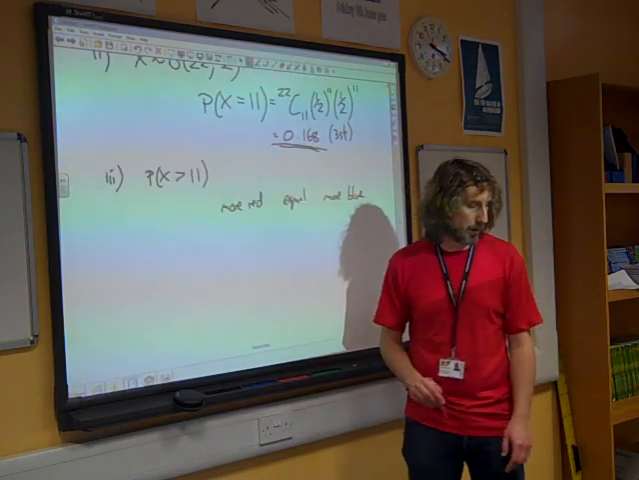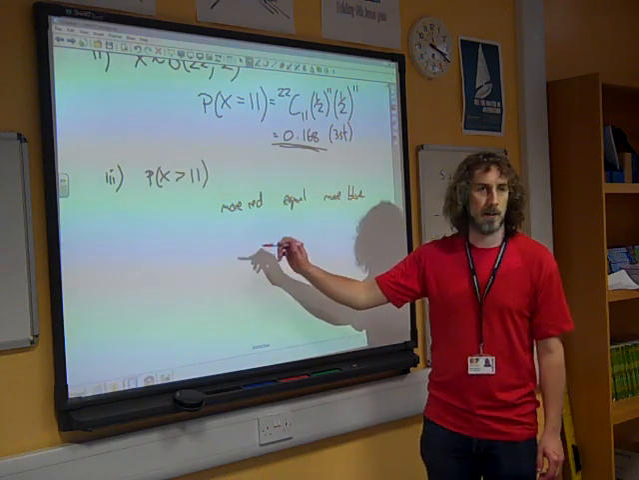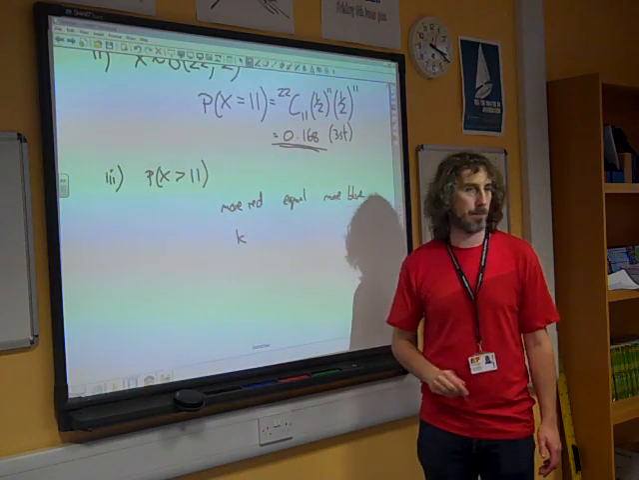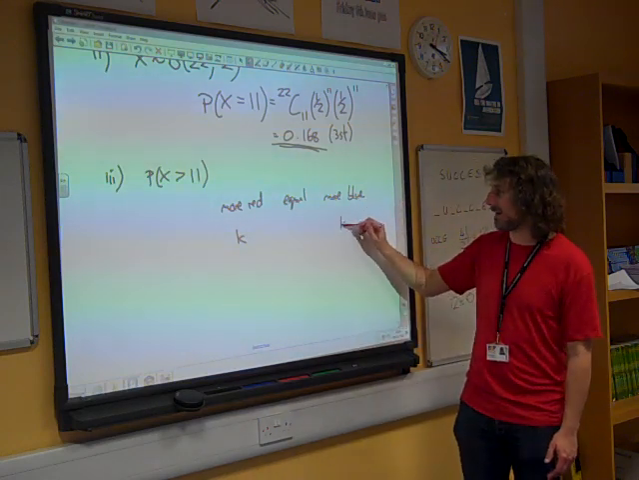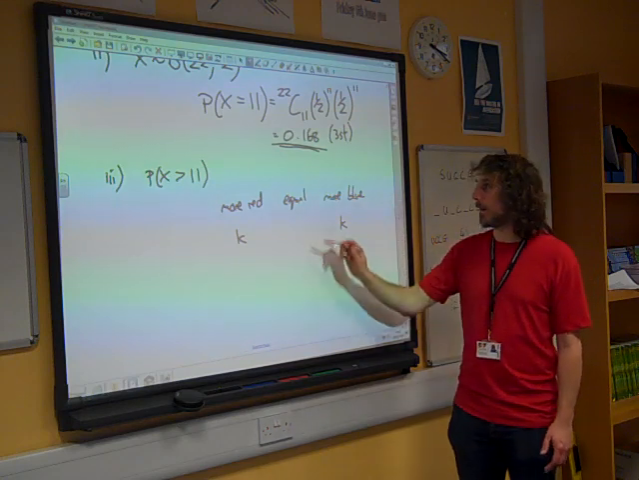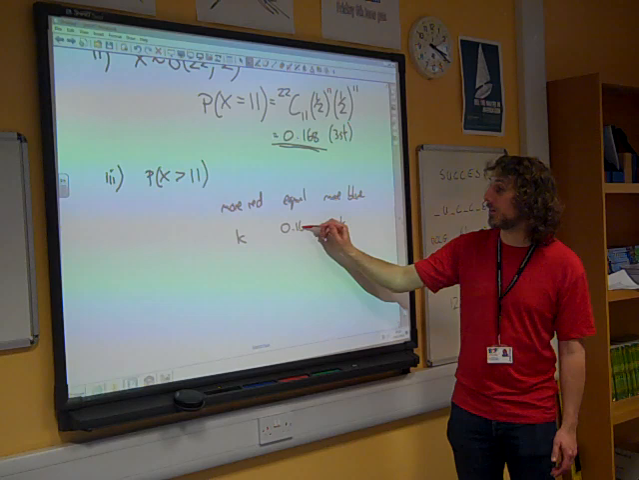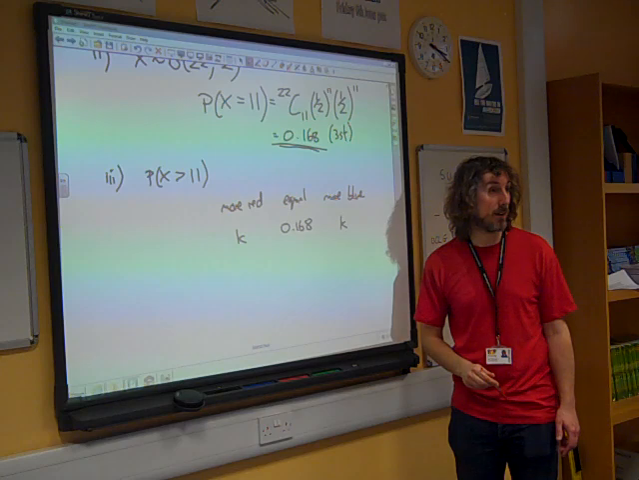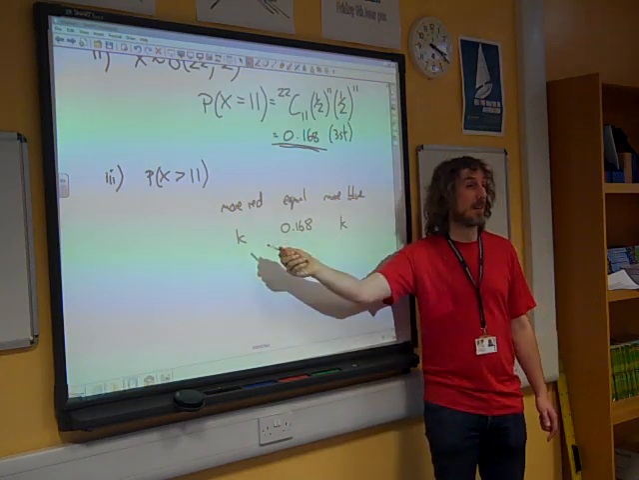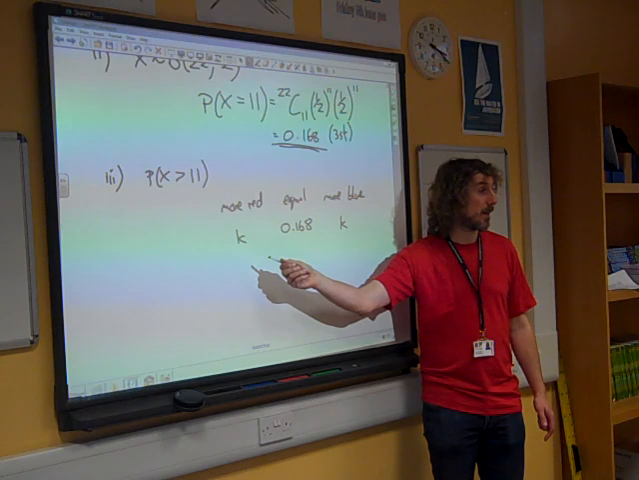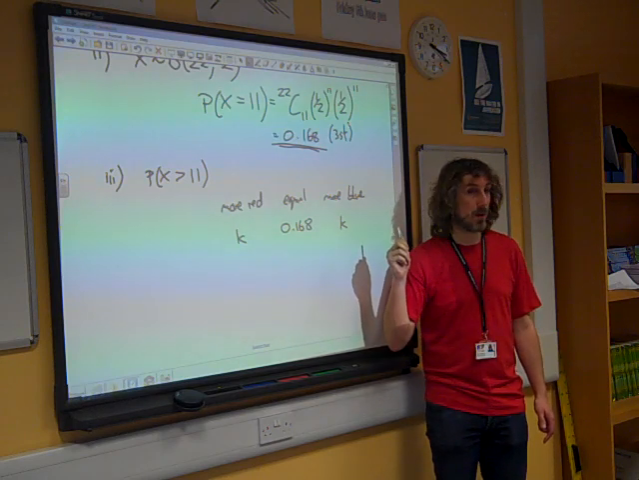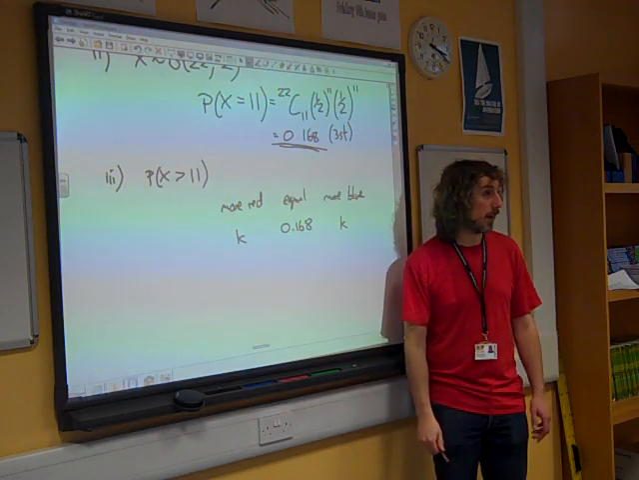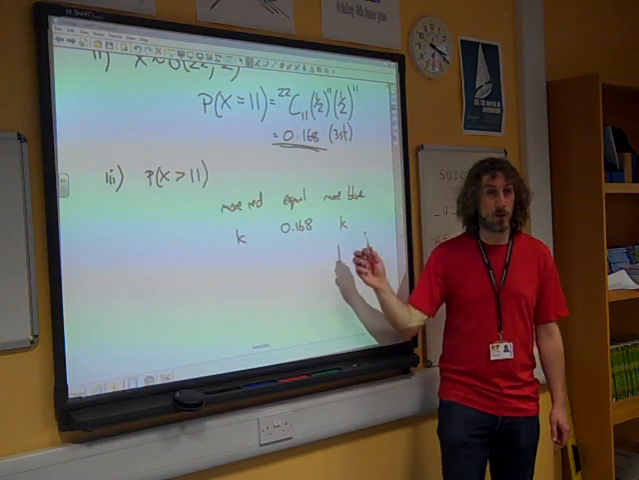So let's call this probability, we've used lots of other letters already, let's call it K. This probability is exactly the same. This probability is 0.168. We worked that out a few moments ago. That's the hence bit. What can you say about all these three things together? They add up to 1, don't they?